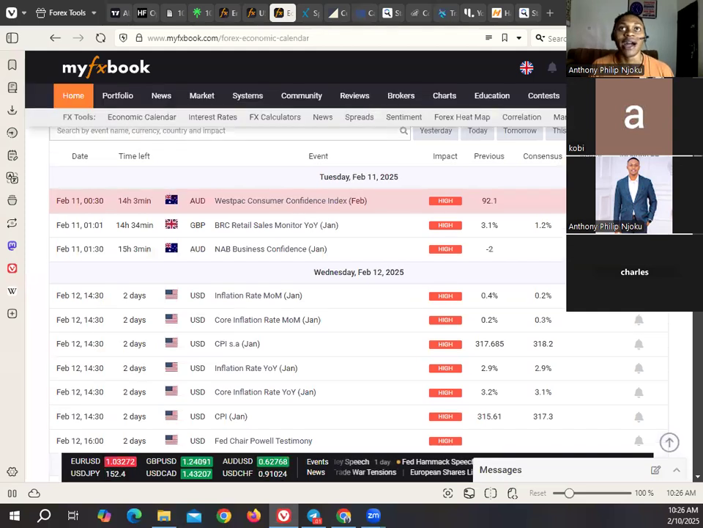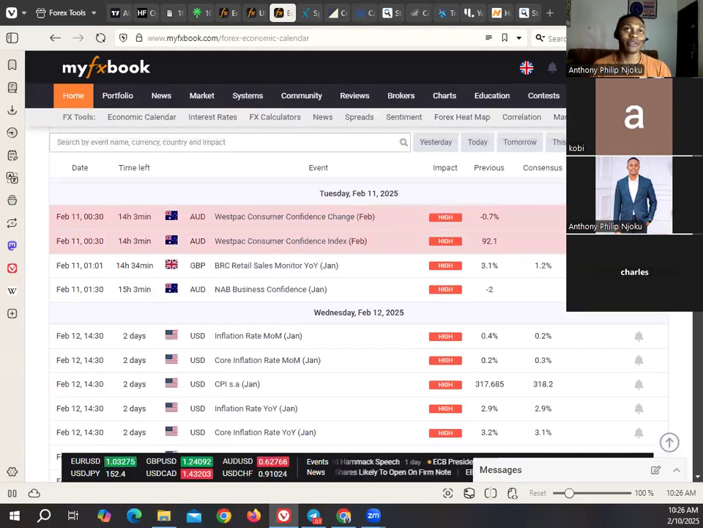So for the fundamental aspect of the market for this week, we're starting with February 11th, Tuesday. No news today, Monday. It's starting with the Westpac consumer confidence, which has to do with the confidence of consumers in the Australian region. Over here we have a previous figure of minus 0.7% for February, and a confidence index of 92.1%.